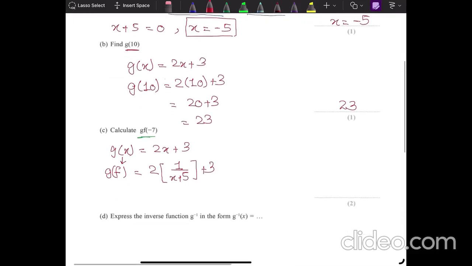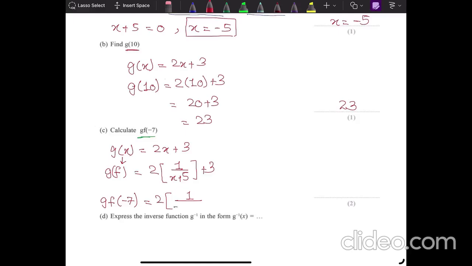Now this is what I have done till here, but there is no need to simplify it because we need to find the exact value. So I will move on and see what is asked next. He's saying that after combining g and f, you need to place an input of -7. So I will simply plug it in wherever there is x.